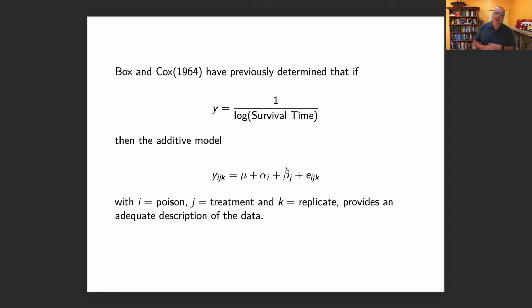So this was done in 1964. Well, the data was analysed in 1964 by someone called Box and Cox. And they previously determined that if we set our response variable to be 1 over the log of the survival time, then we could use this model. So we're going to say, for the ith poison, the jth treatment, and the kth animal in that group, we have an overall survival time plus some extra amount for the type of poison, plus some extra amount for the type of treatment, plus we've got a noise term. So we've got epsilon_ijk, and we'll assume this is normally distributed with mean 0, variance sigma squared. So the i tells you about the poison, the j is about the treatment, and the k is labeling the animal in that group.